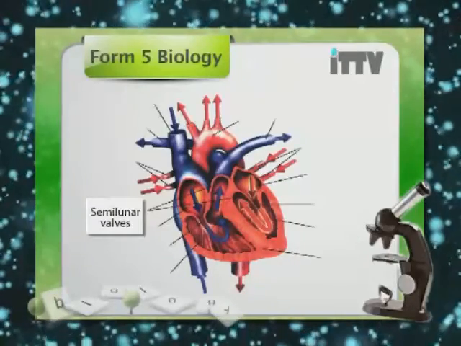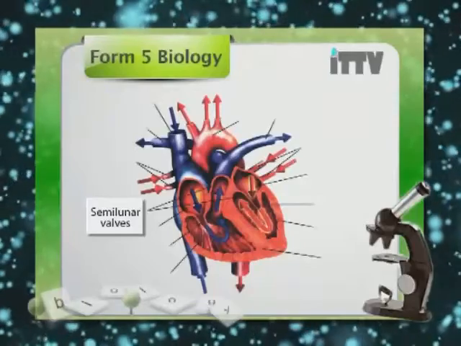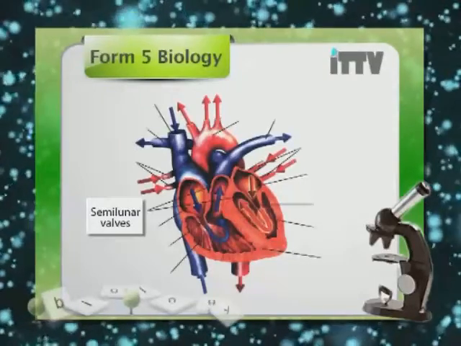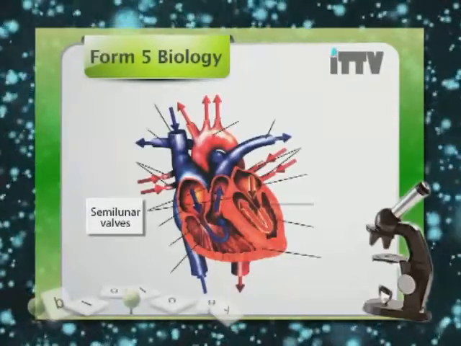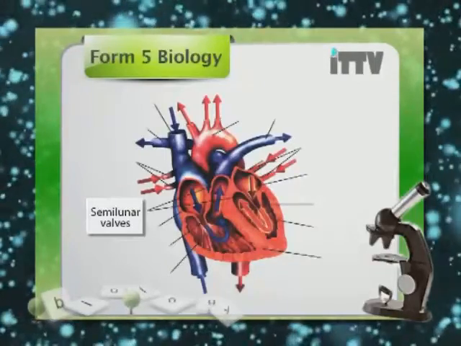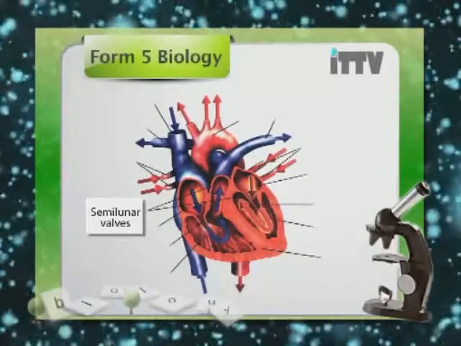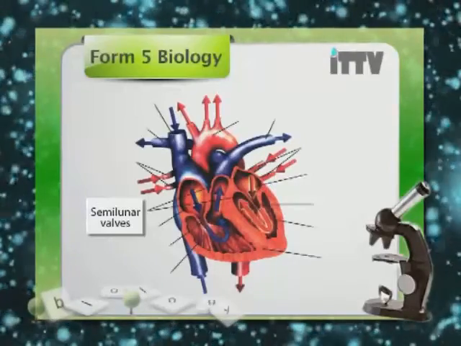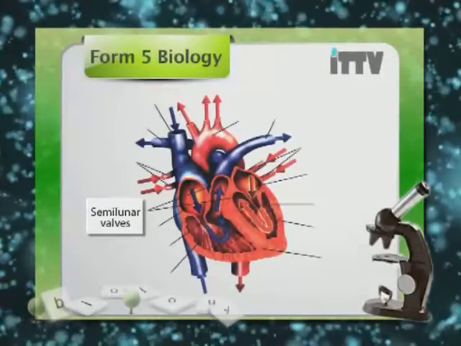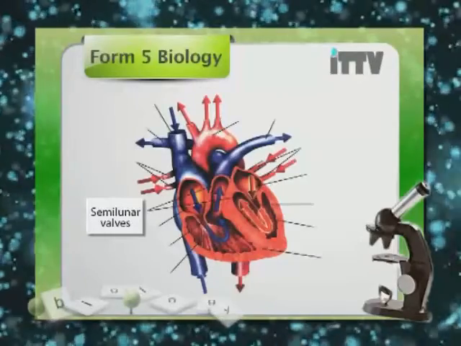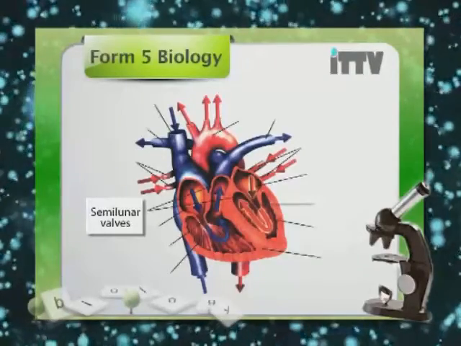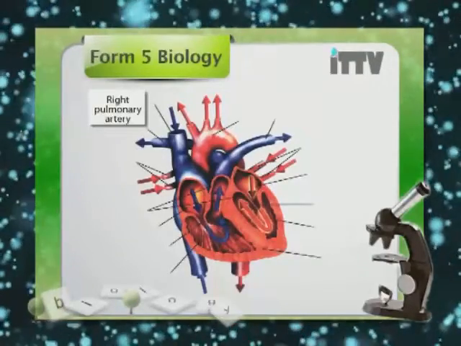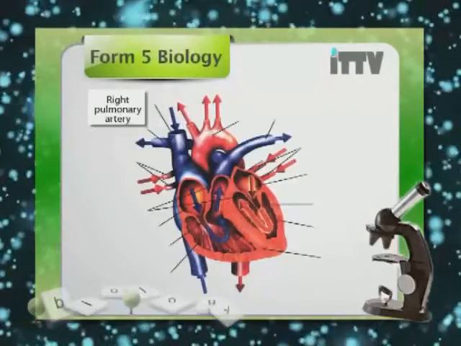And if you take a look up here, there is a semilunar valve at the base of the pulmonary artery. Once the blood is filled in the right ventricle, the semilunar valve opens, thus enabling the pumping of blood from the right ventricle into the pulmonary artery to be returned to the lungs.